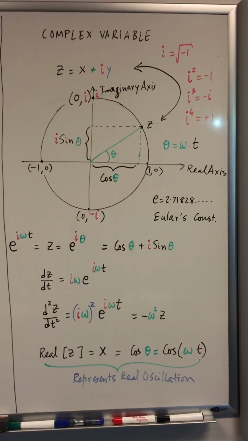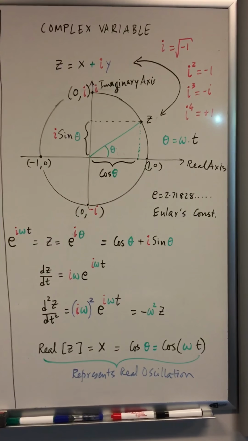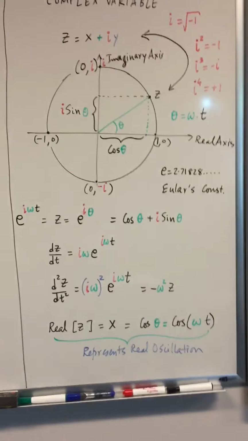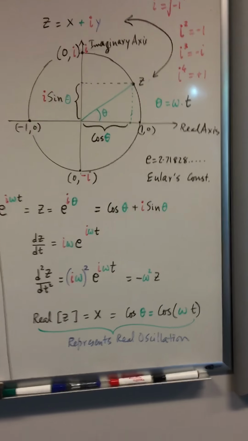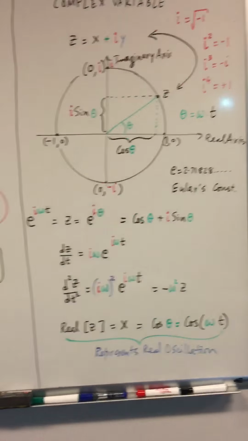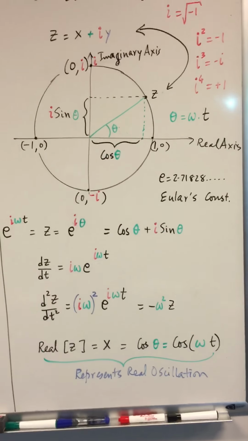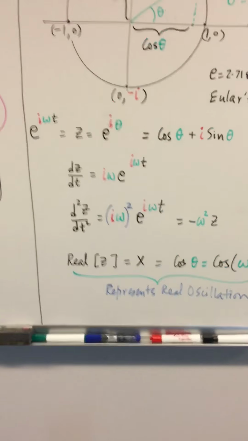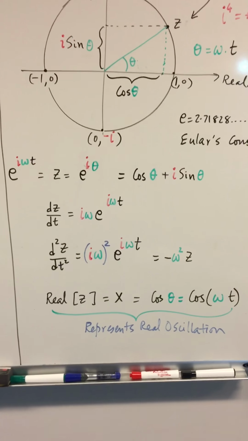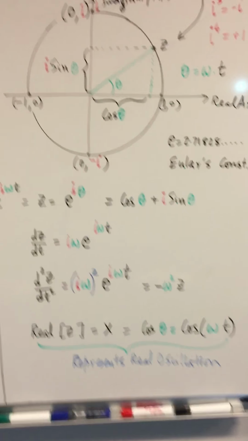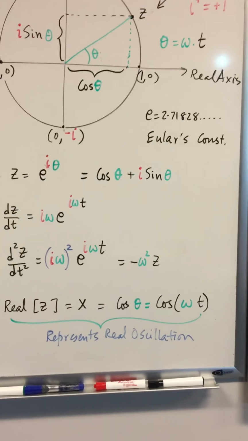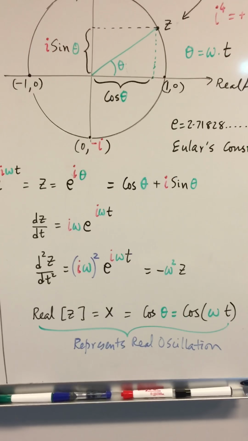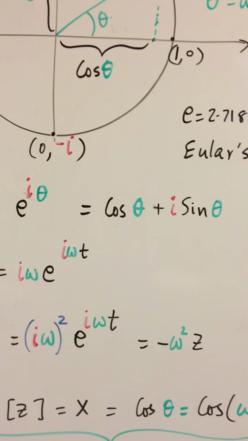So your point z is equal to x plus iy, where x is going to be cosine theta, y is going to be sine theta. So in this case, theta is going to change as omega times t. So as the time clicks away, the angle in the circle is going to change. And basically, you have this great relationship: Euler's constant, that is e, which is 2.71828, etc., raised to i theta can be written as cosine theta plus i sine theta.